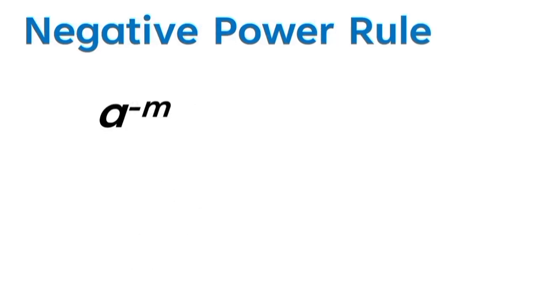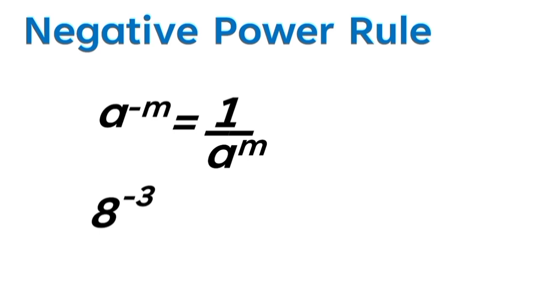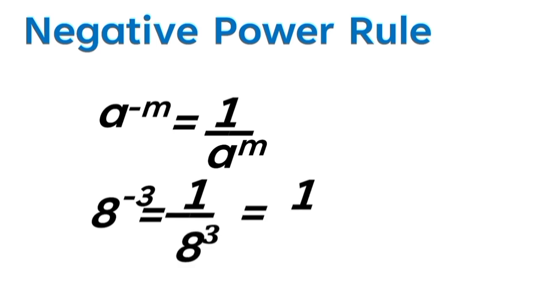We have a negative power rule. We have a to the power negative m is equal to 1 over a to the power m. So a becomes a reciprocal. So we have 8 to the power negative 3 is equal to 1 over 8 to the power 3, or 1 over 512.